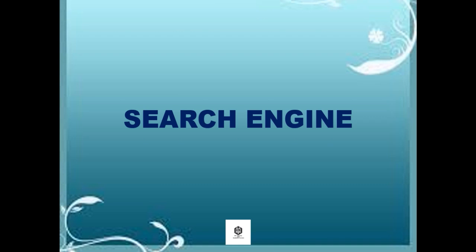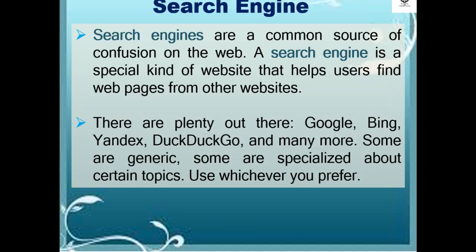Let's talk about search engines. Search engines are a common source of confusion on the web. A search engine is a special kind of website that helps users find web pages from other websites. There are plenty out there, such as Google, Bing, Yandex, DuckDuckGo, and many more. Some are generic, some are specialized about certain topics. Use whichever you prefer.